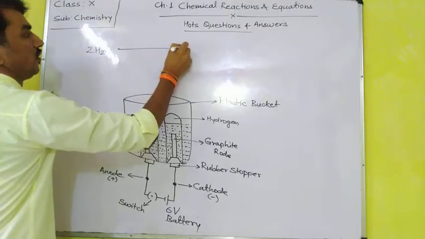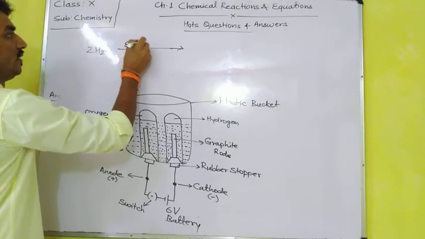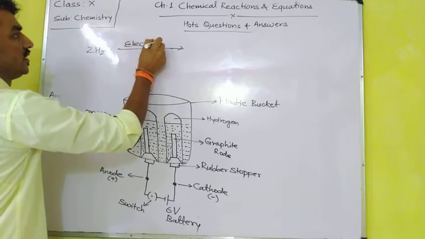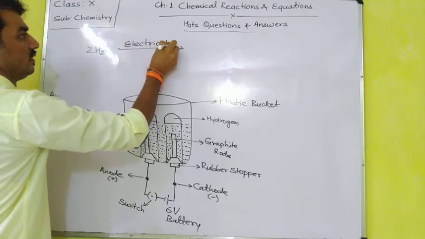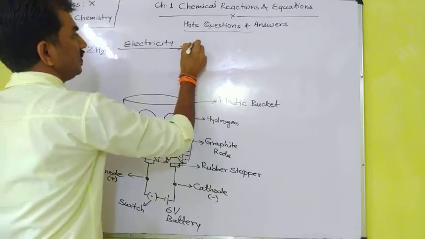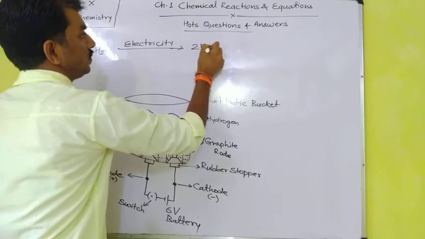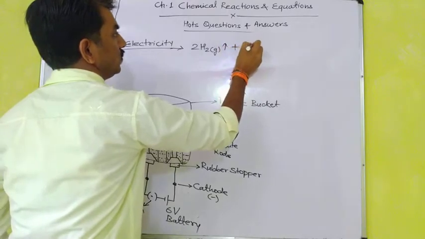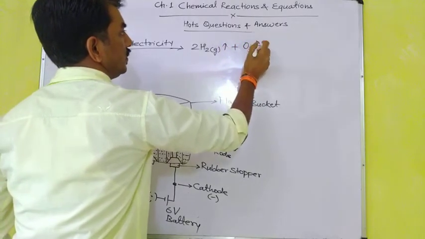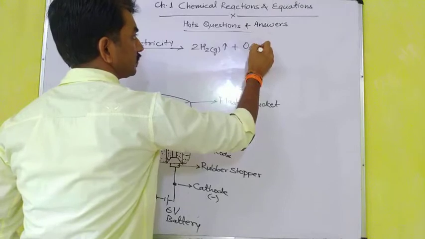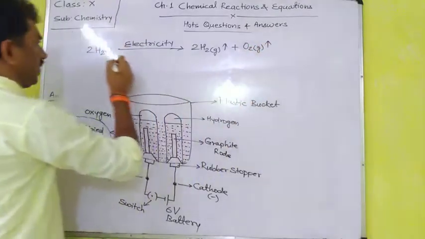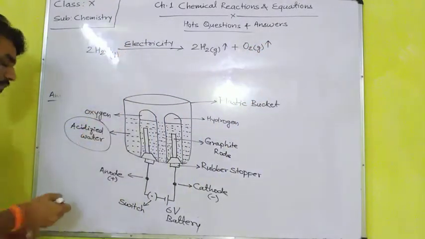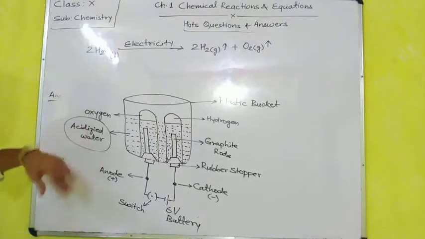2H2O, in the presence of electricity, converts into 2H2 in the gaseous form plus O2 in the gaseous form. And the water here is in the liquid form. So water breaks down.